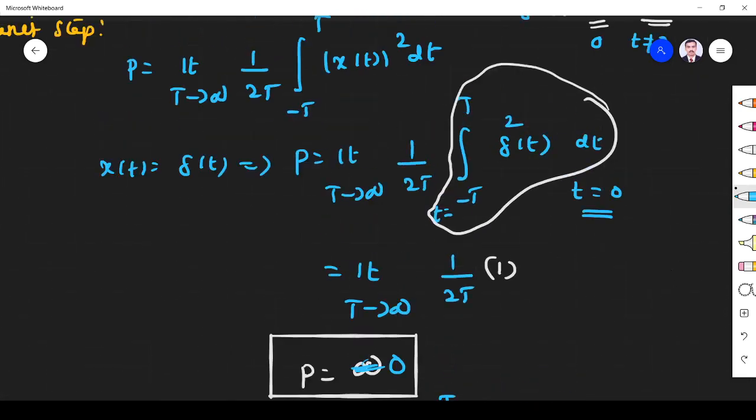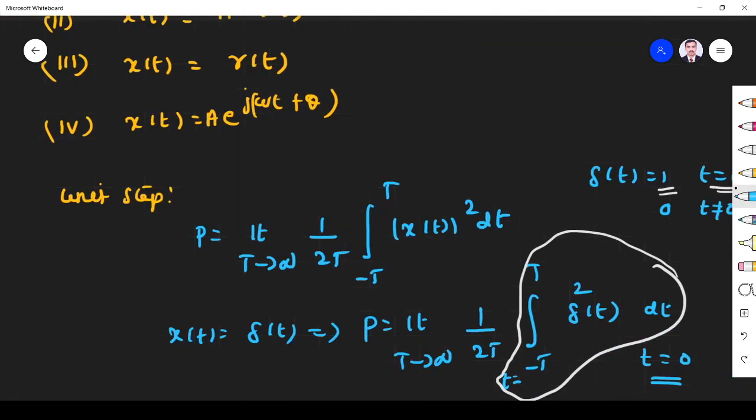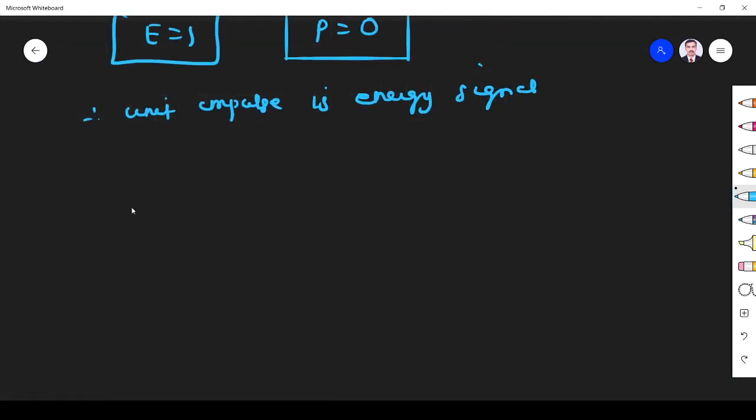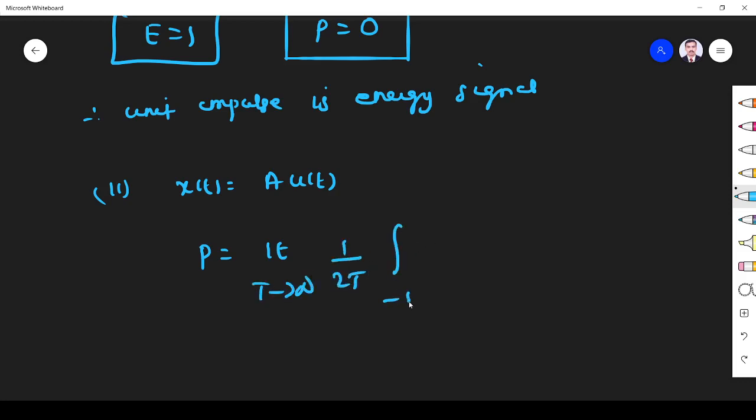Next, what they gave is the unit step, A into u of t. So we will do that. Second problem: x of t is equal to A into u of t. So it is a unit step. Let us see what is the power first. Power is given by limit T tends to infinity 1 by 2T, integral minus T to plus T of x of t squared, that is A into u of t whole squared dt.